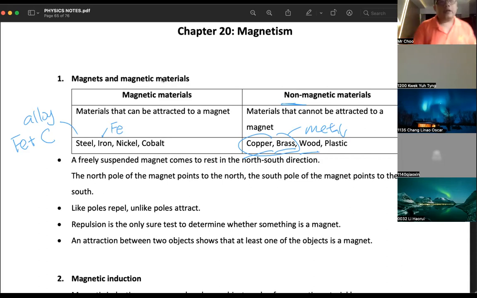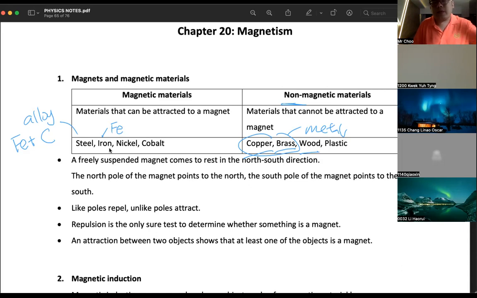For example, if you hang a freely suspended iron bar, let's say this is my iron bar, I put a string on it, not magnetized, it will not come to rest in the north-south direction. It may, but it will not most of the time.